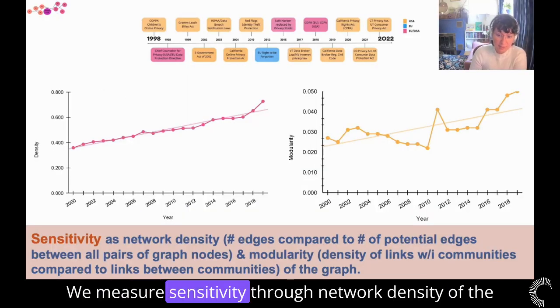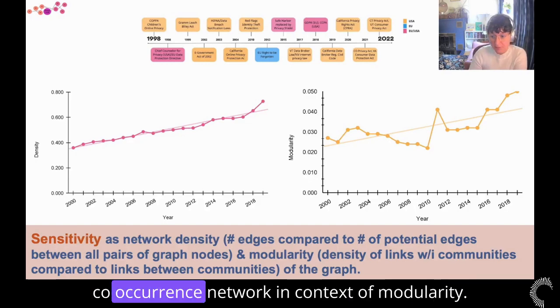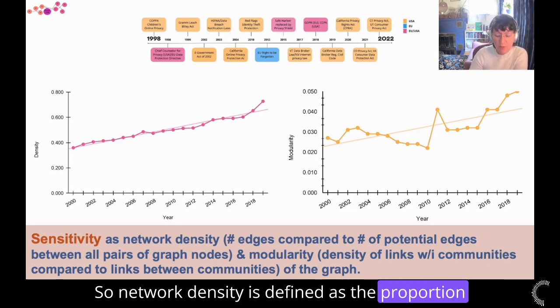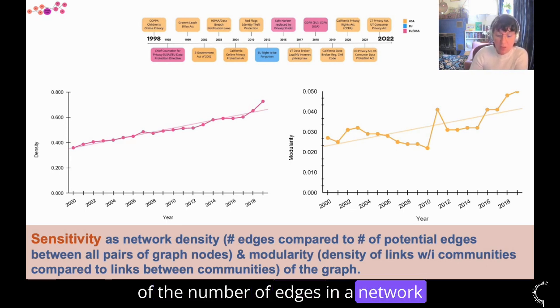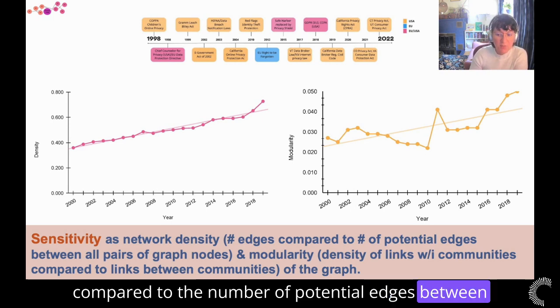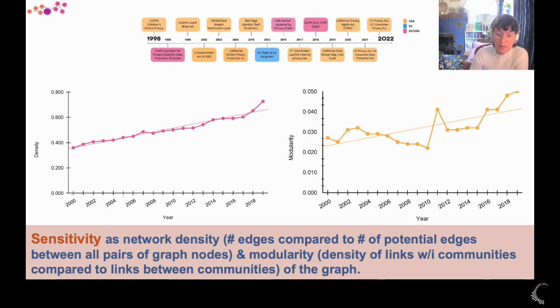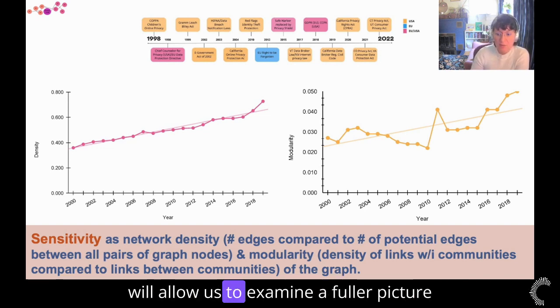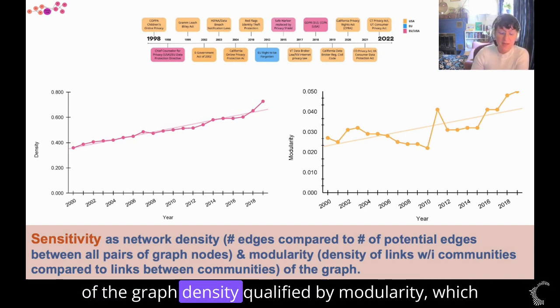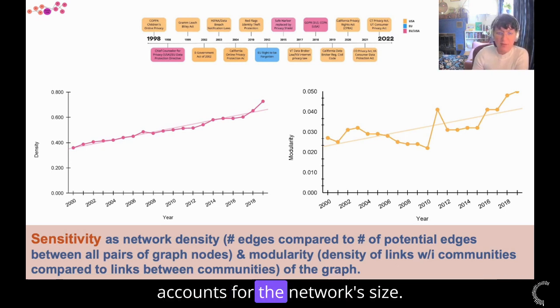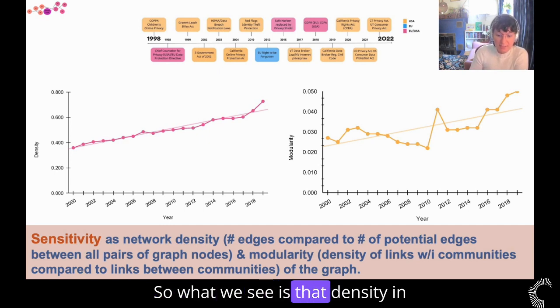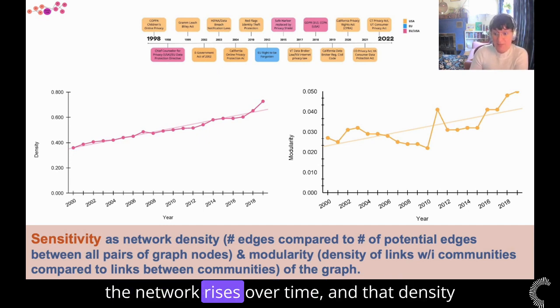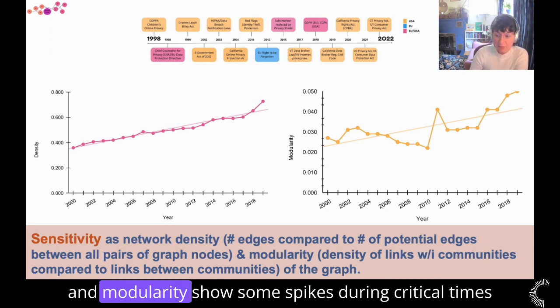We measure sensitivity through network density of the co-occurrence network in context of modularity. Network density is defined as the proportion of the number of edges in a network compared to the number of potential edges between all pairs of nodes in the graph. Both the measure of network density and modularity will allow us to examine a fuller picture of the graph density qualified by modularity, which accounts for the network's size.